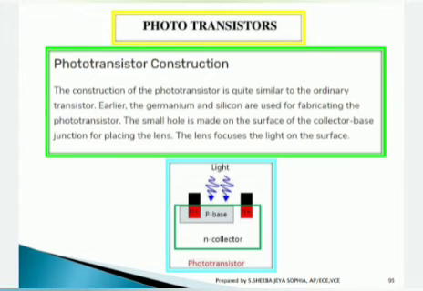Moving to the construction of phototransistors. The construction is quite similar to the ordinary transistor. Earlier, germanium and silicon were used for fabricating the phototransistor, and a small hole is made on the surface of the collector base junction for placing the lens. The lens focuses the light on the surface, which you can clearly see from the diagram. The P base region and N collector region are doped, and between the two N plus regions the light photons get emitted.